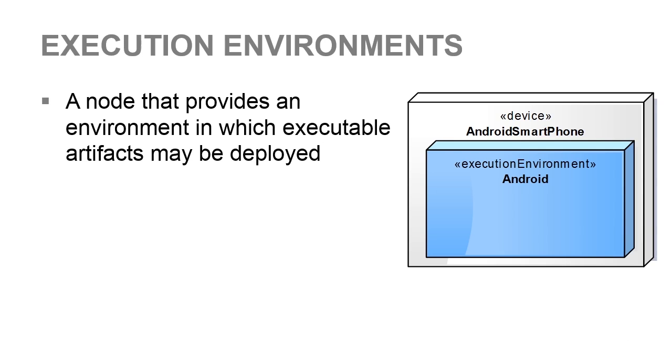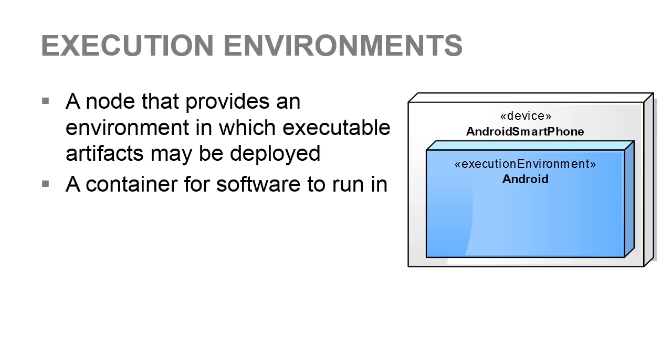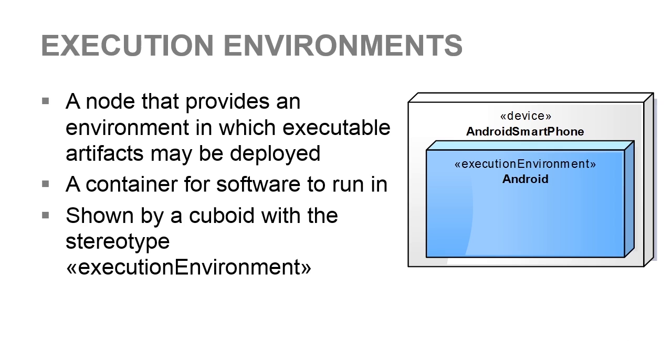Execution environment is a subtype of node. Whereas a device is a hardware environment, an execution environment provides a software environment in which software artifacts can be deployed. It's typically some kind of system software or container for software to run in, like an operating system, a virtual machine, an application server, or a database management system. Like nodes and devices, execution environments are shown as a cuboid, this time with the stereotype execution environment at the top. They can be a type or an instance. The diagram here shows the Android operating system as an execution environment on an Android smartphone.